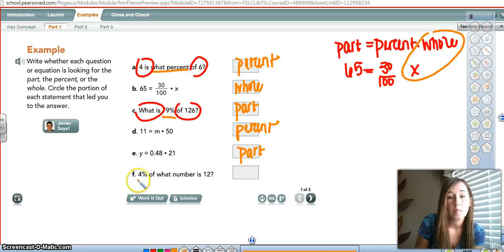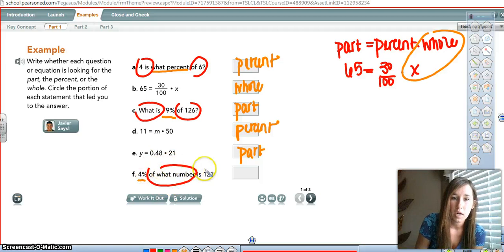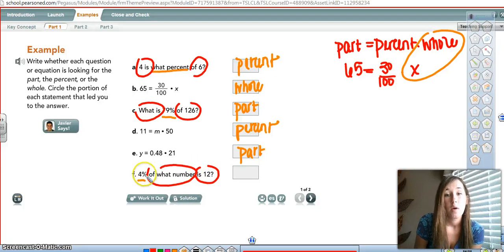Well, we know the percent. Let's look for those key words. Of what number is 12? We know the part. 12 is by the word is. What number? We don't know this number. It's by the word of. We are looking for the whole. Hopefully you're getting the hang of this.